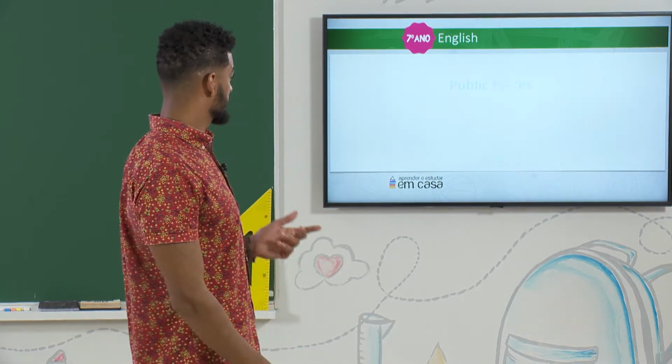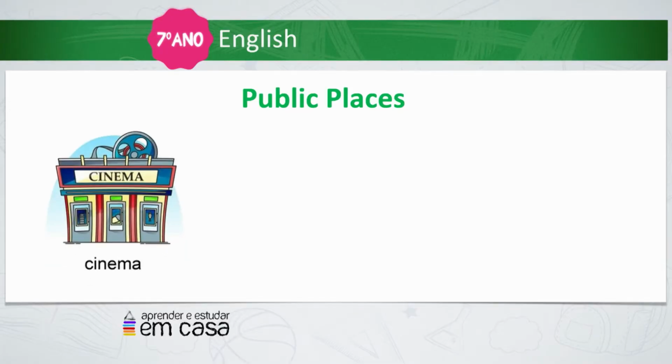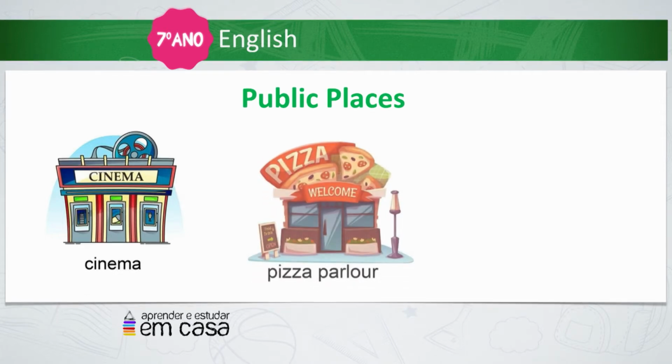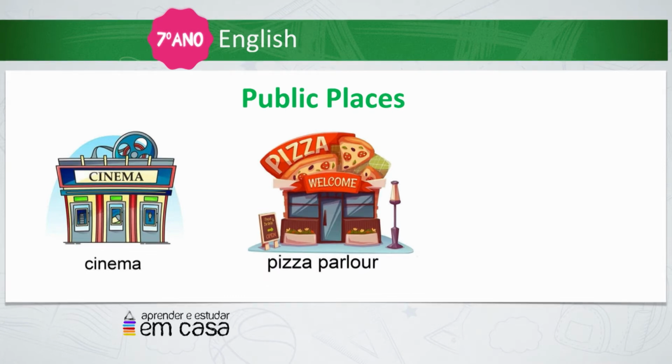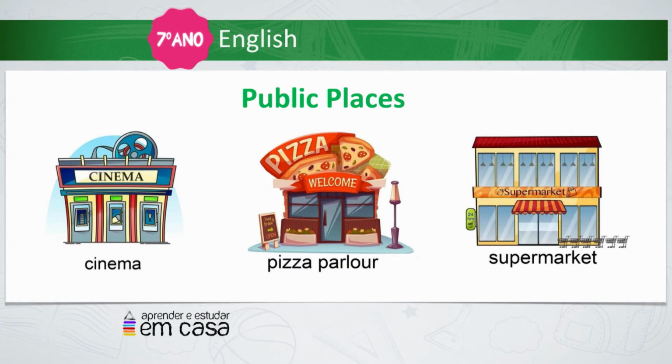So, and then we have cinema. Cinema. Can you repeat? Great. So let's go see more. Pizza parlor. Pizza parlor. Great. Then we have supermarket. Supermarket. Great.